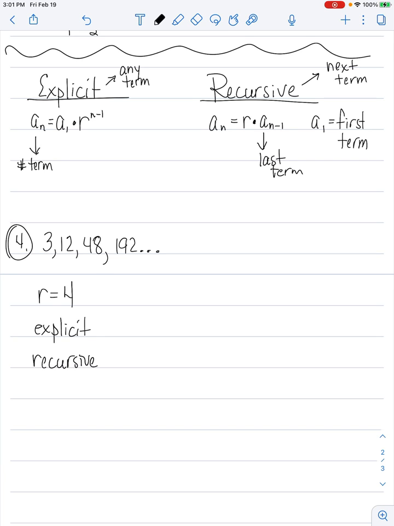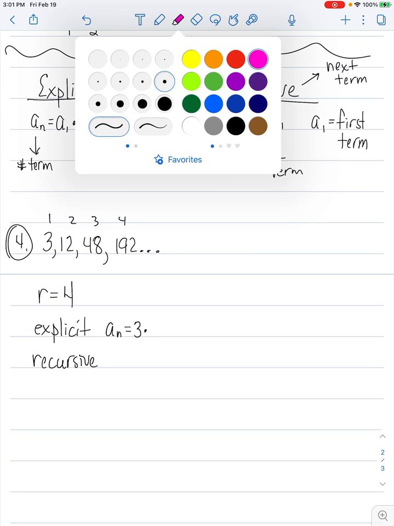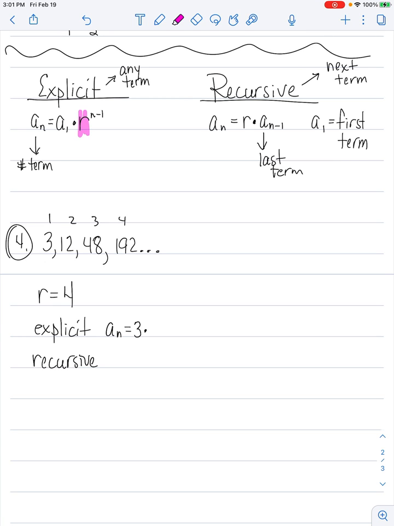So looking up here at my explicit formula, I'll do a sub n equals, I need a sub 1, which is my first term. Remember, this is first, second, third, fourth term. So I'm going to put 3 times, looking back here at my formula, I need my common ratio, which we said was 4, and then I write n minus 1. So that's my explicit formula for this sequence.